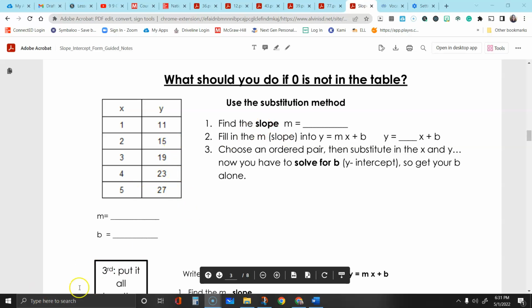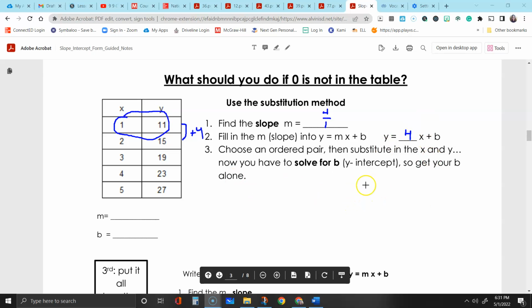Let's do our change in y over our change in x. Okay. Here, 11 to 15 is adding 4. So we have 4. Here we're adding 1. So 4 over 1 would be our slope. So we know 4 is going to be our slope here. 4x plus b. Choose an ordered pair and substitute. Okay, so I'm going to pick 1, 11. I'm going to plug those in for my y and x.